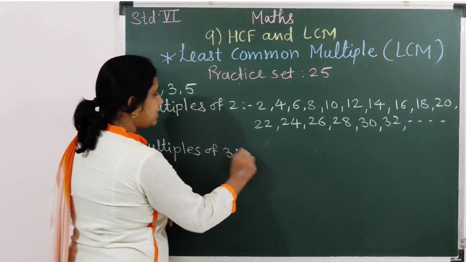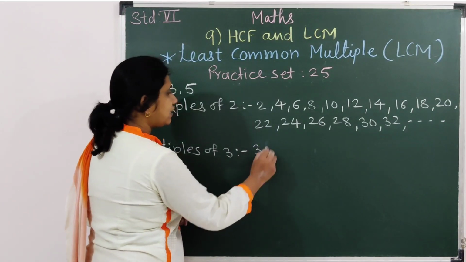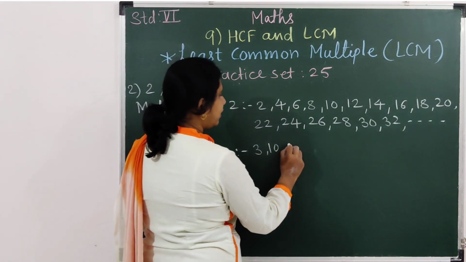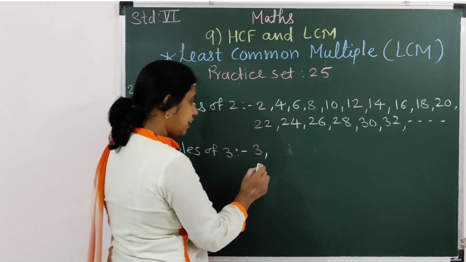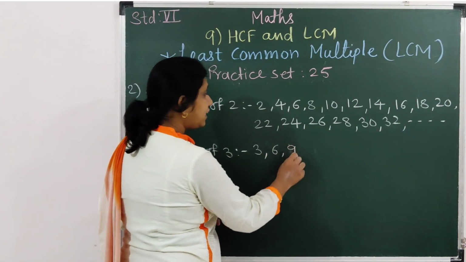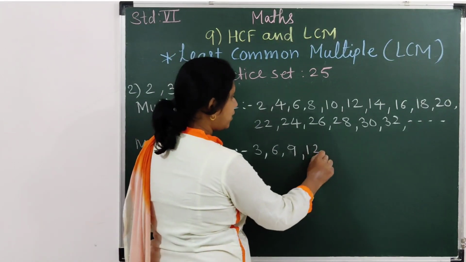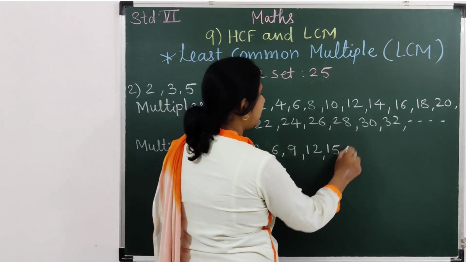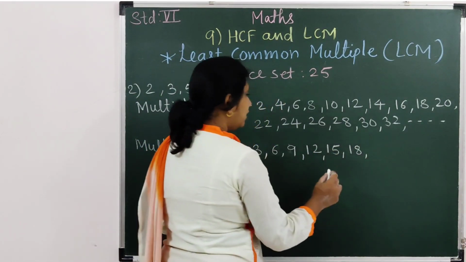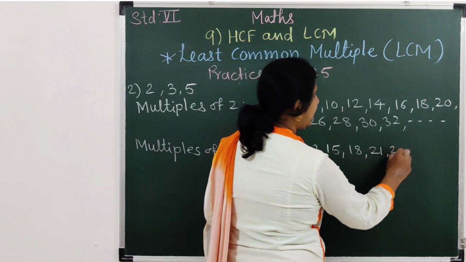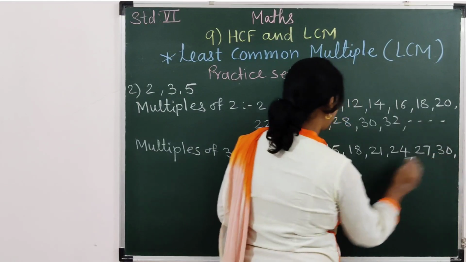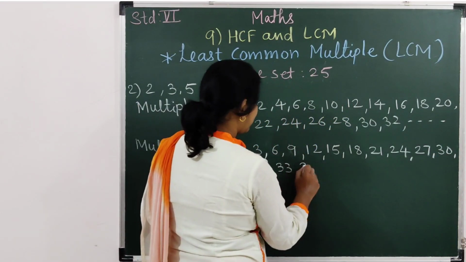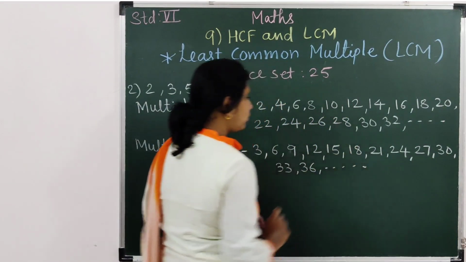Multiples of 3. 3 1s are 3, 3 2s are 6, 3 3s are 9, 3 4s are 12, 3 5s are 15, 3 6s are 18, 3 7s are 21, 3 8s are 24, 3 9s are 27, 3 10s are 30, 33, 36 and so on.